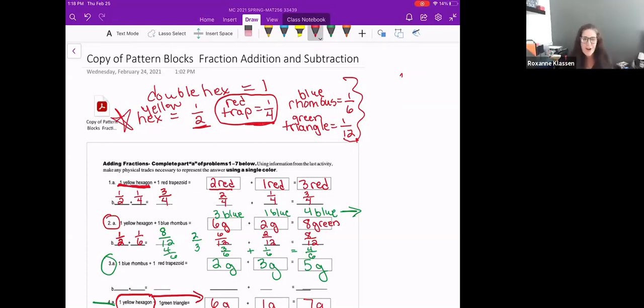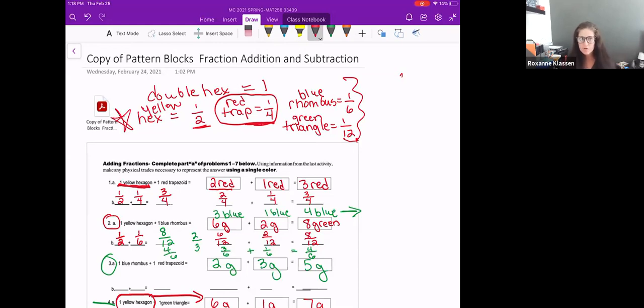All right, so let's talk. I didn't get to visit every room. I got to visit a couple rooms, and I know you probably didn't get through all of your subtraction. That's okay. This would be prior to students knowing any rules for adding fractions, right? That's when you would do an activity like this.